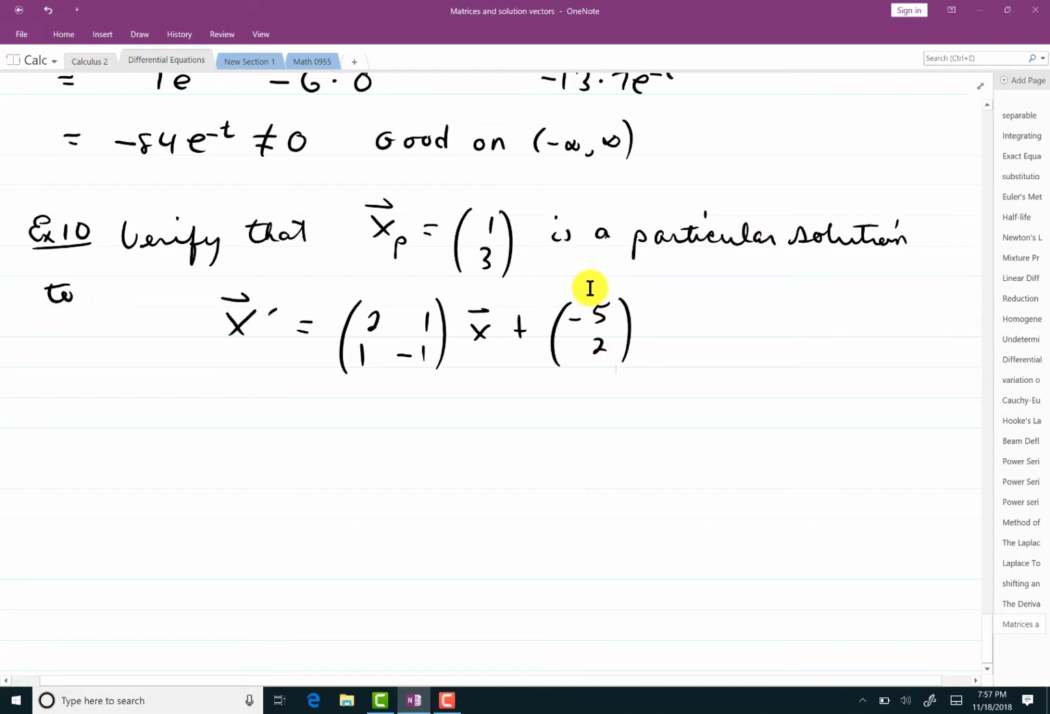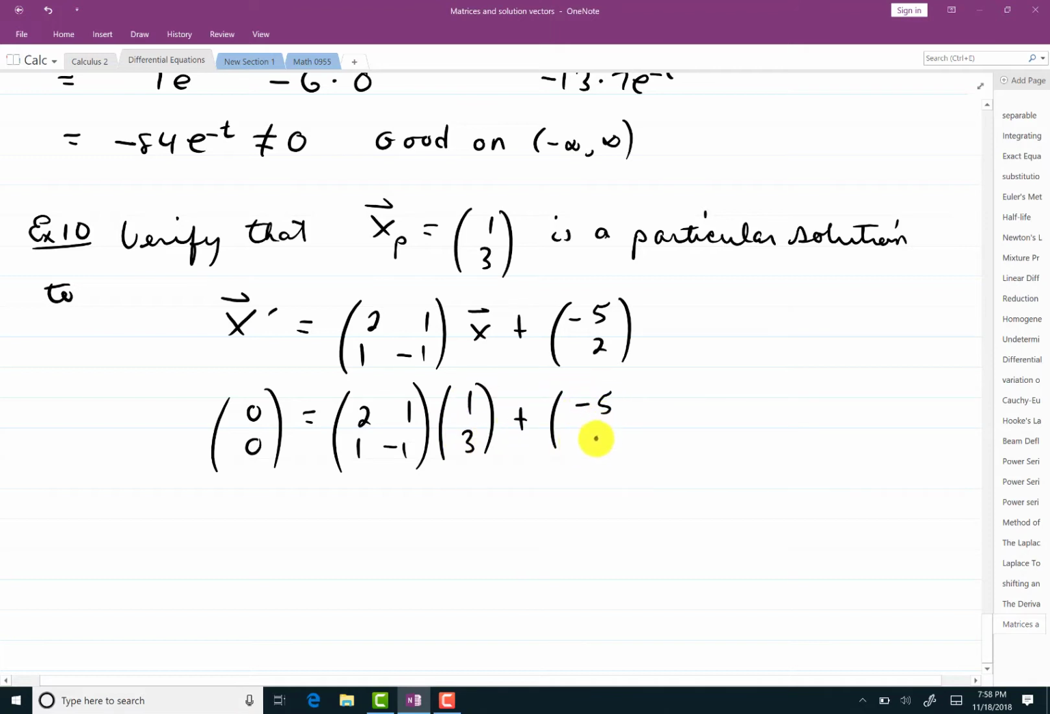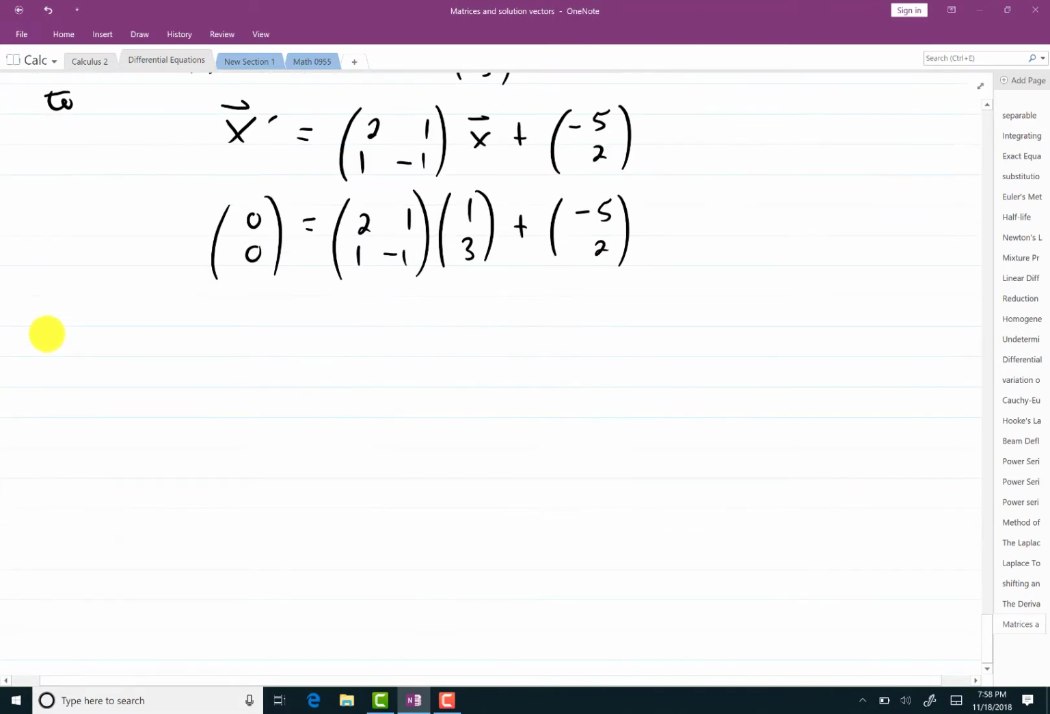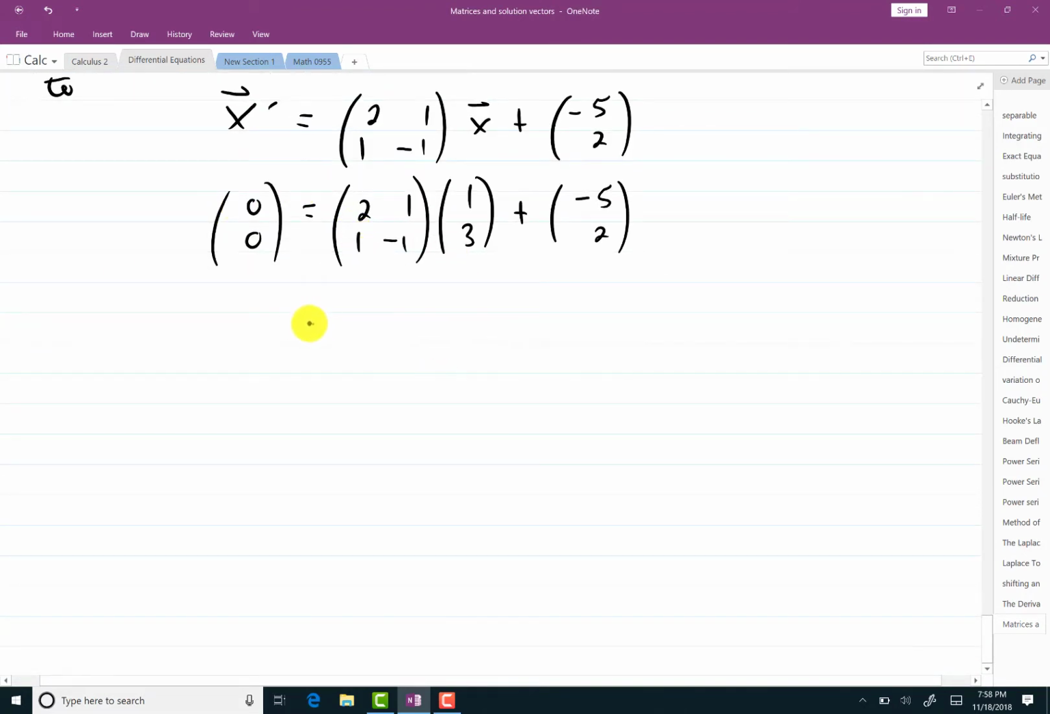Well, these are just numbers here. Their derivatives are very simple. That'll be 0, 0. The derivative of 1 is 0. The derivative of 3 is 0. So that's an easy one. I'll get 0, 0. And now I want to plug it into that. So I have 2, 1, 1, negative 1 times 1, 3 plus negative 5, 2. So everything's going to happen on the right, and I better come up with 0, 0.